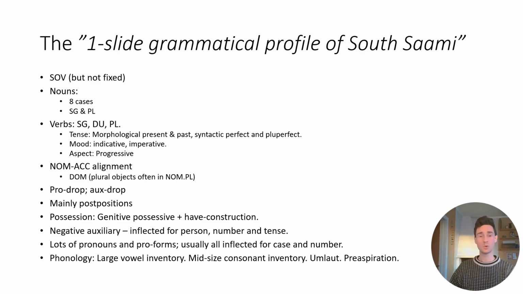We have 2 morphological tenses, which are the morphological present and past, and we have syntactic tenses, which are the perfect and the pluperfect. We have 2 moods, the indicative and the imperative. The indicative is a full paradigm, whereas the imperative only has one distinct morphological form. And we have one aspect, which is the progressive. There's both a present progressive and a past progressive.